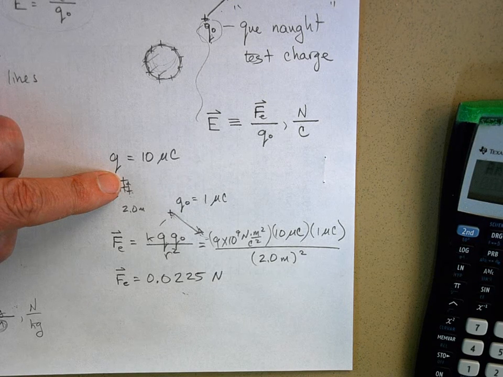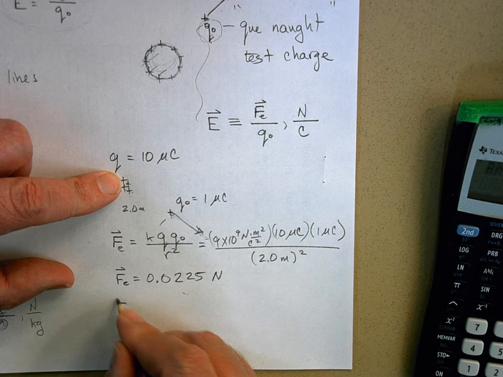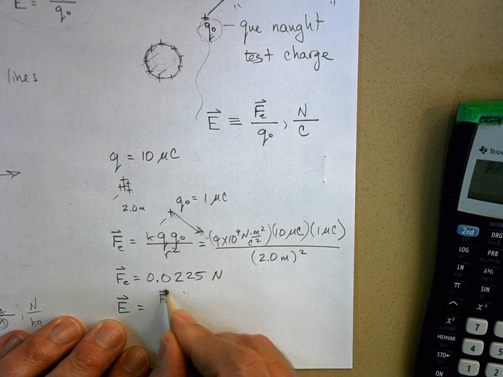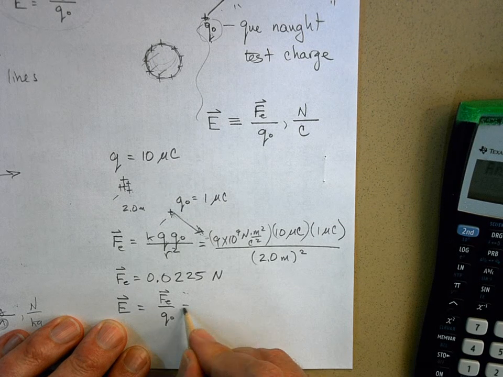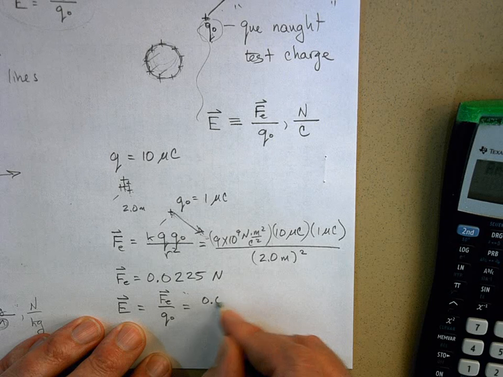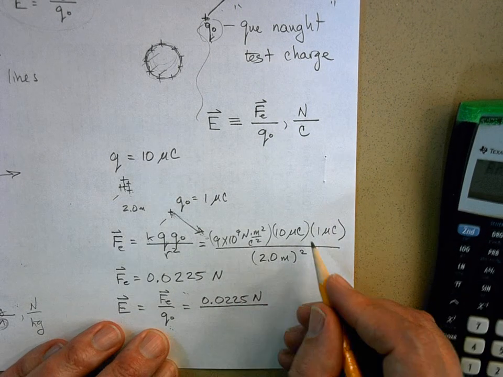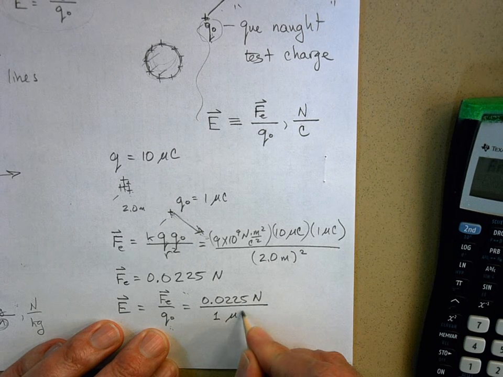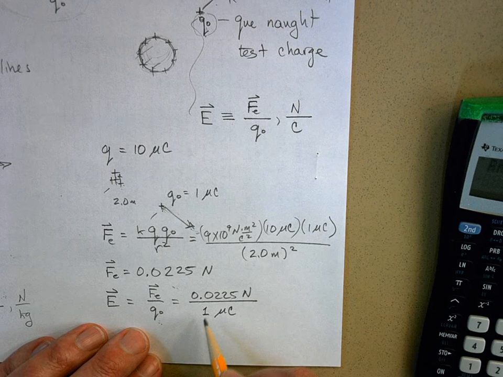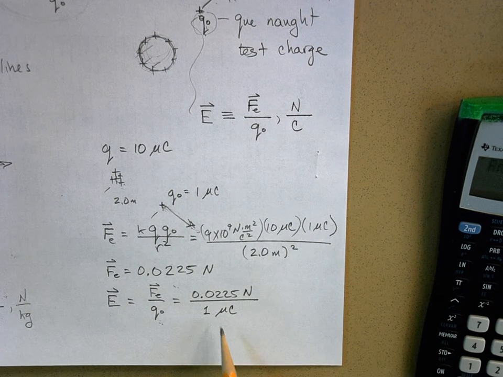Now, but what is the electric field right here? Well, the electric field right there is equal to the electric force divided by Q naught. So this is going to be 0.0225 newtons divided by Q naught, which is 1 microcoulomb. And you have to remember to divide by that micro. It's not just 0.0225 newtons per coulomb. You've got that micro in there.